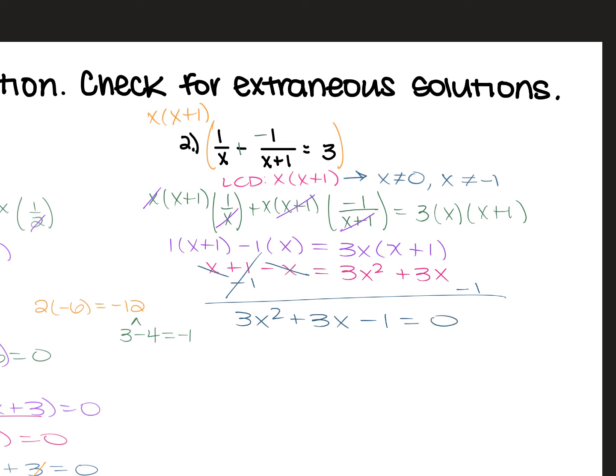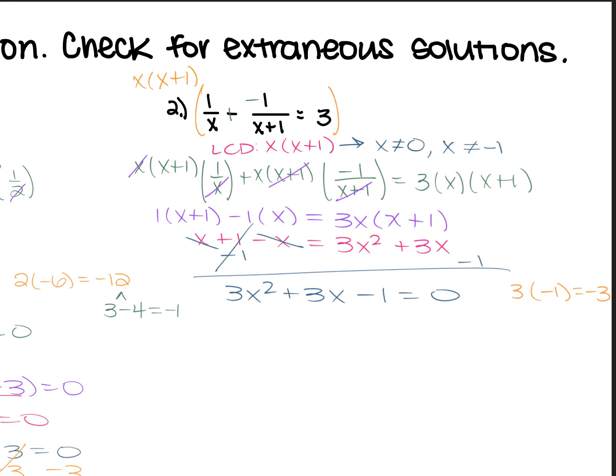Your a is not 1 in this case, so if you multiply your a and your c, that's 3 times negative 1, that gives you negative 3. There are no factors of negative 3 that add up to be positive 3, so you are going to use your quadratic formula in order to solve this. Your a is 3, b is 3, c is negative 1. If you remember, your quadratic formula is x is equal to the opposite of b plus or minus the square root of b squared minus 4 times a times c all over 2 times a.